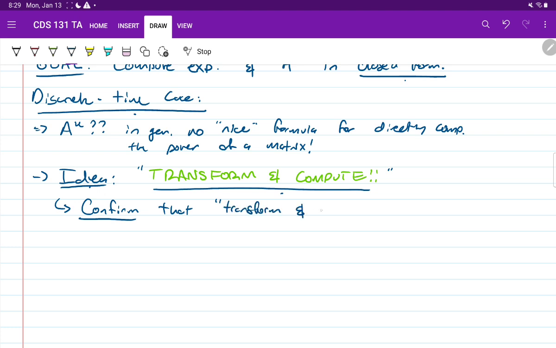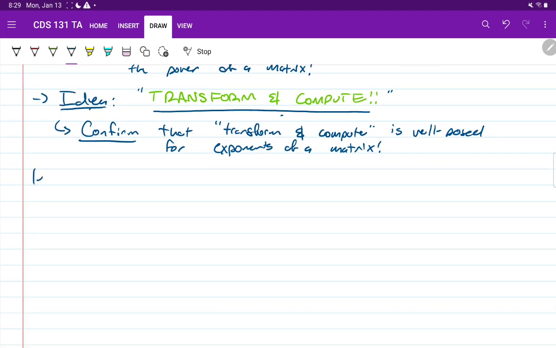transform and compute is well posed for exponents of a matrix. Okay, now we'll go ahead and confirm this in the following lemma. So the lemma is going to be called similarity transforms and matrix powers.